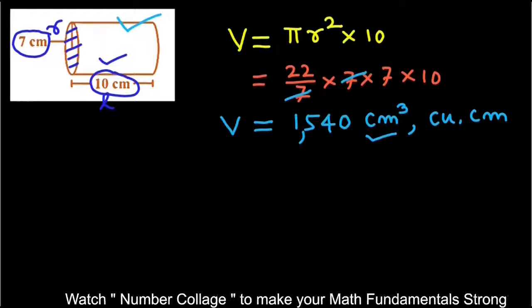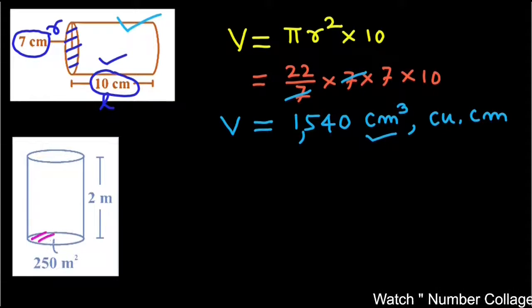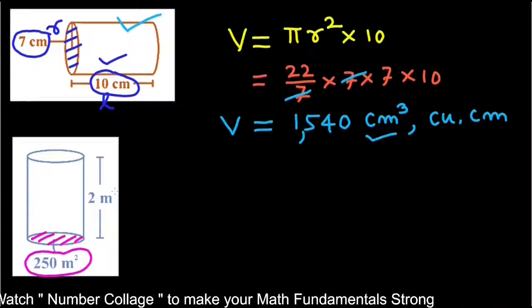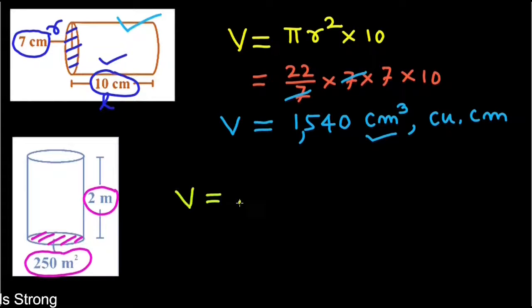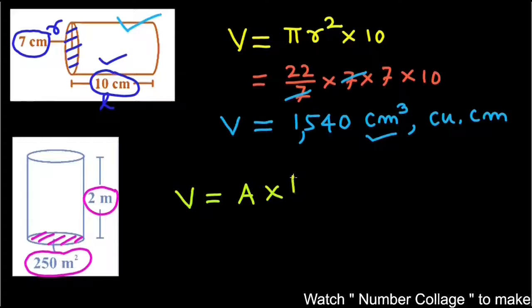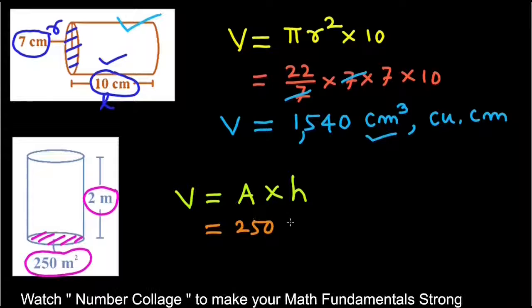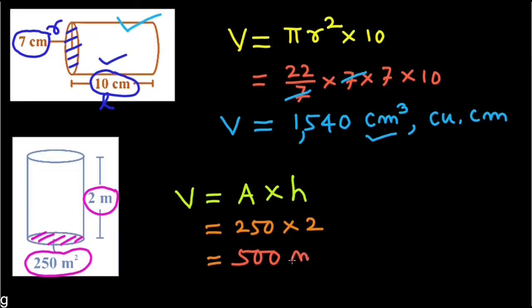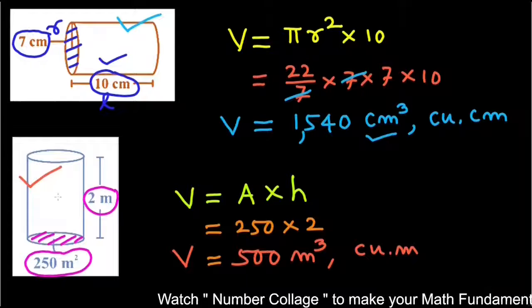Next, let us find volume of this right circular cylinder whose area of the circular surface is 250 meter square and whose height is 2 meter. So its volume will be area A of the circular surface multiplied by the height of the cylinder. So it will be 250, which is area A, multiplied by height, which is 2 meter. So that will be 500 meter cube or cubic meter. So that will be the volume of this right circular cylinder.